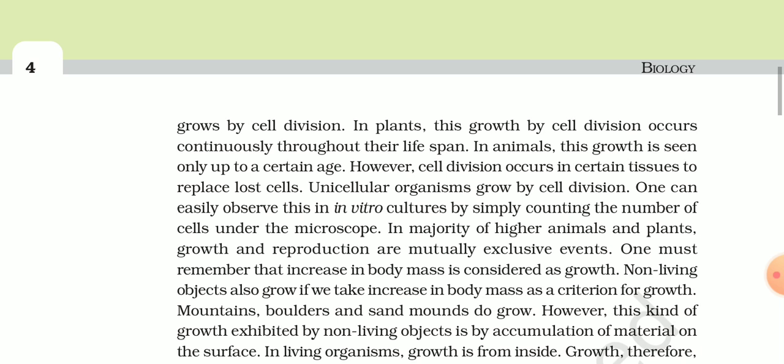However, if some injury happens in our hand or leg, then cell division occurs at that injured part to replace the lost cells. That doesn't happen in all the tissues, that only happens in certain tissues. Cell division occurs to replace the lost cells in case of injuries or wounds, like that.